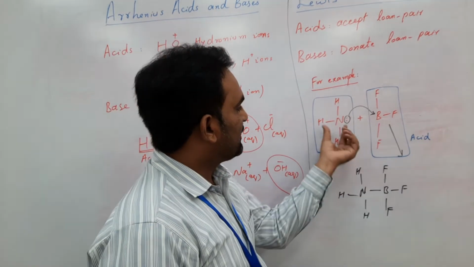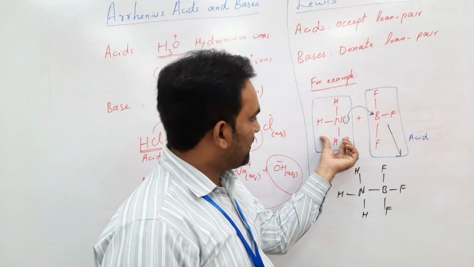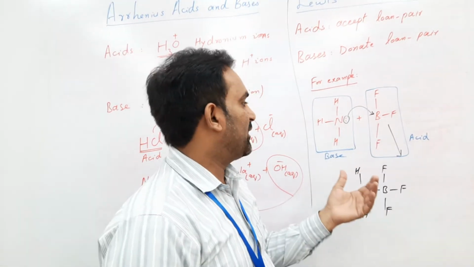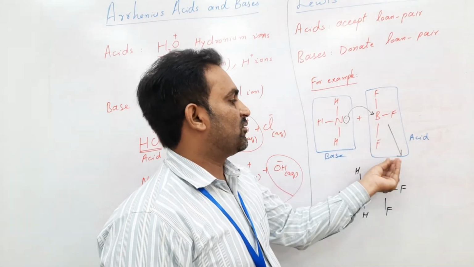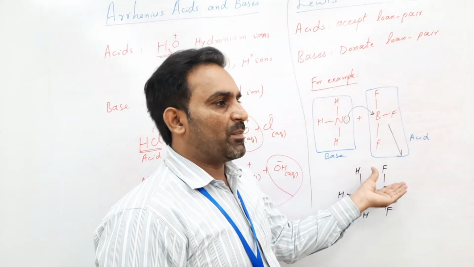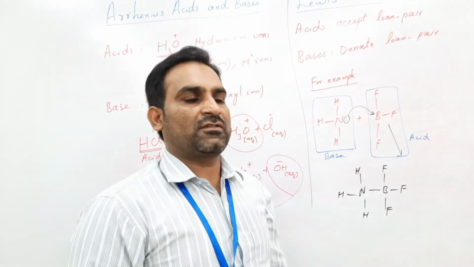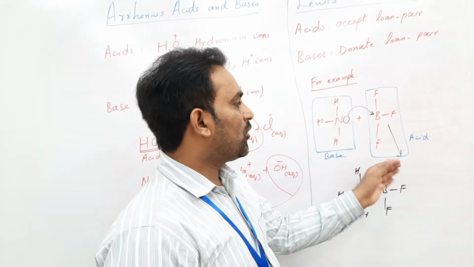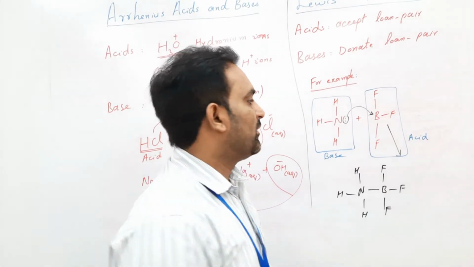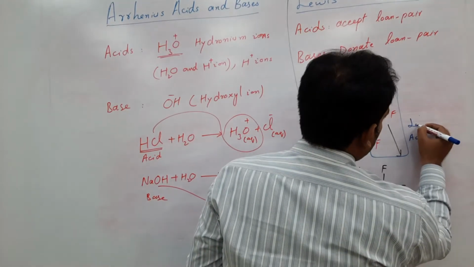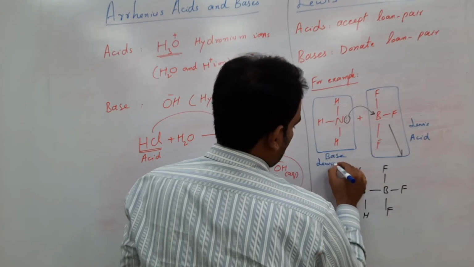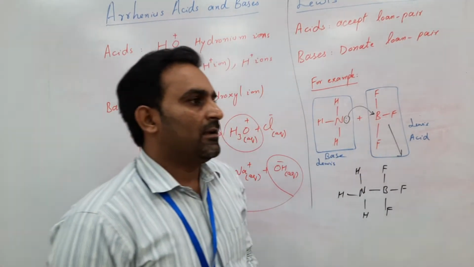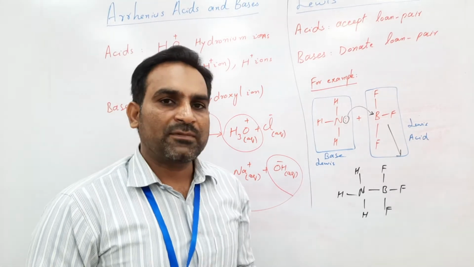So this compound has the ability to donate a lone pair, so we call it a Lewis base, and this one is accepting that lone pair. It has the ability to accept the lone pair, so this compound is called a Lewis acid. Okay. These are the three different concepts.